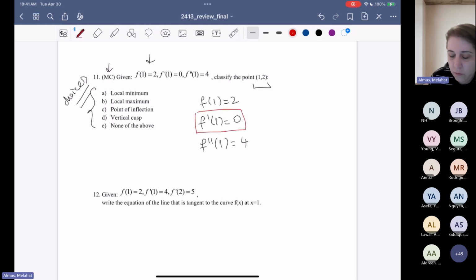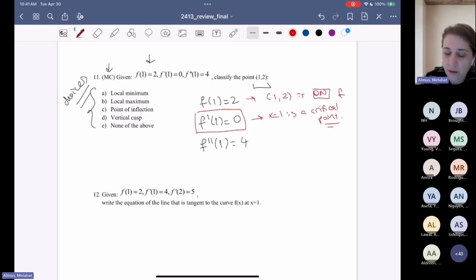First, f prime of 1 equals 0 means x equals 1 is a critical point. Okay? Then, critical point means it can be a minimum or maximum, right? Or a cusp or whatever. Now, f of 1 equals 2 means 1 comma 2 is a point on f. So f is defined at 1. If you have the graph, something like this, 1 comma 2 is a point on it. Okay, that's what we know. But considering it's a critical point, maybe something like this, or maybe something like that. We need to decide on that.